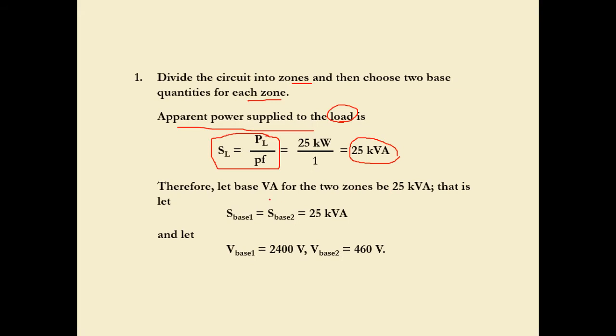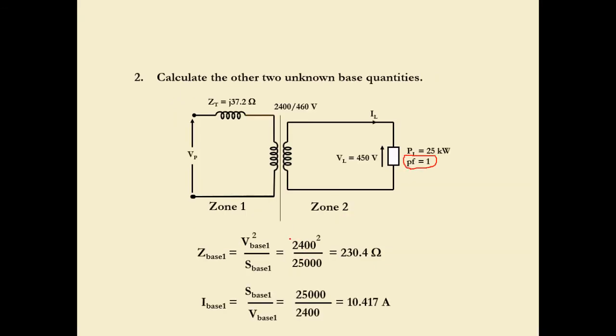So therefore, let base VA for the two zones be 25 kVA. This is, let S base 1 equal to S base 2 equal to 25 kVA for both zones. Okay, then let V base 1 equal to 2400. So this is from the ratio, the transformer rating ratio. And then we have the second base, which is 460 volt.